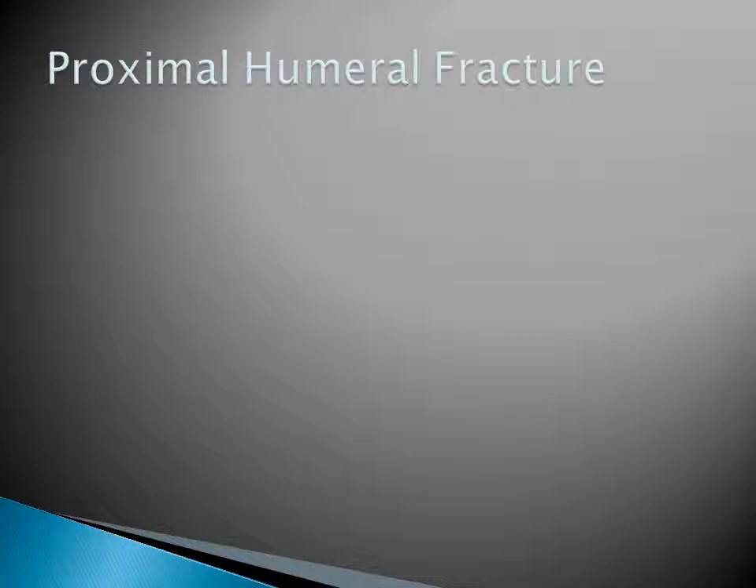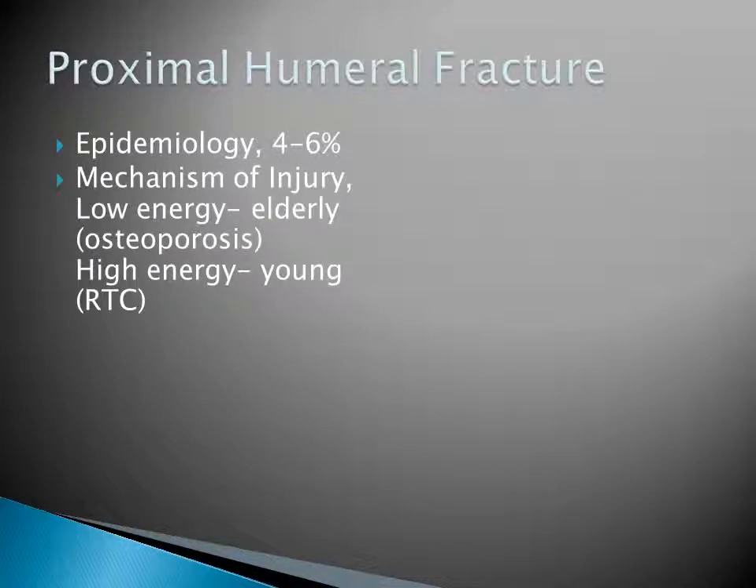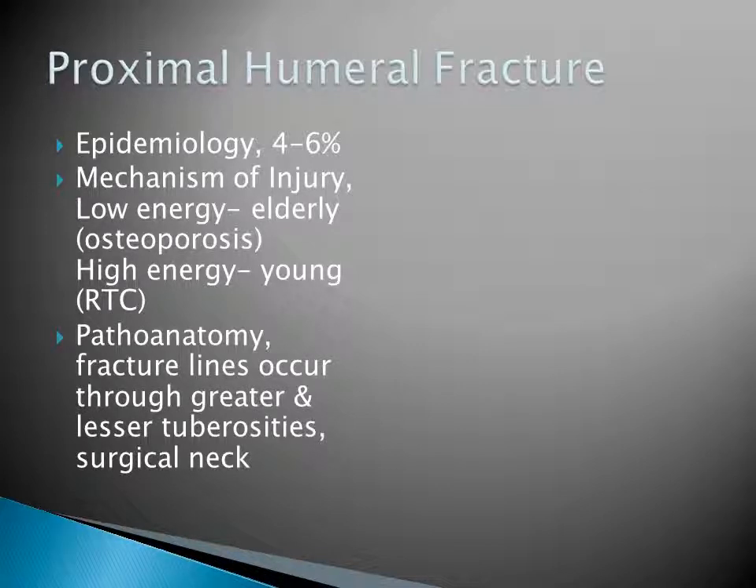Next we will look at fractures involving the proximal humerus. These fractures account for approximately 4 to 6% of all fractures. Their mechanism of injury may be divided into low energy, which is common amongst the elderly, and high energy, as caused by road traffic accidents, which is more common amongst the younger population.